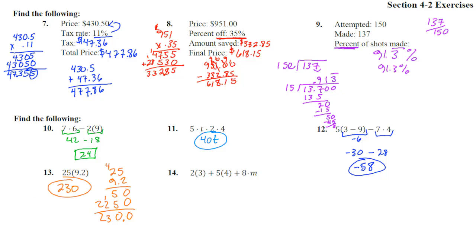All right, and number 14. 2 times 3, that's a 6. 5 times 4, that's a 20. And 8 times m is 8m. So we write it just like that. It's 26 plus 8m, and you really can't make it any nicer than that. So there we go.